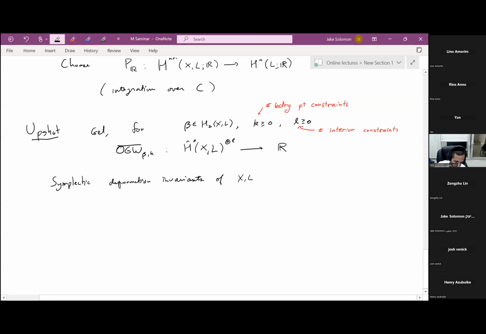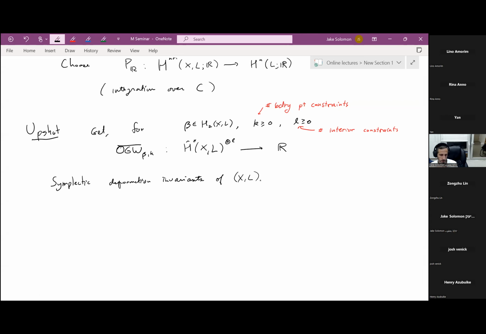Jake, maybe it's not a good time to ask a question of this type, but there is a version of usual Gromov-Witten theory for algebraic varieties, which is not really symplectic geometry, it's rather algebraic geometry. Is there a version of the relative theory if everything is algebraic?